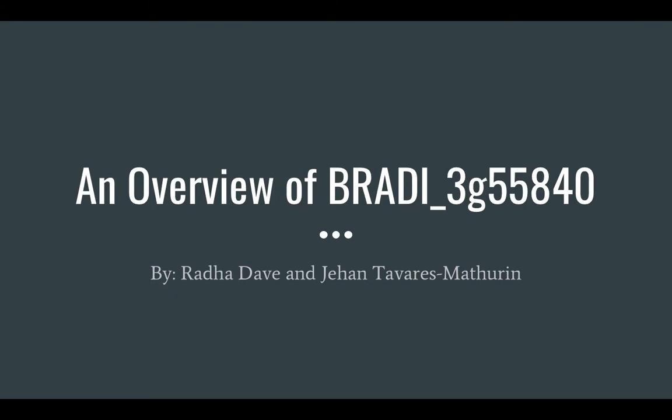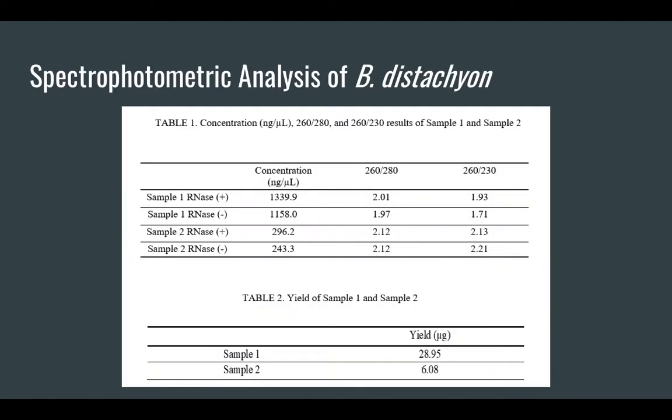Hi everyone, we're Group RMH and this is our final presentation, an overview of our gene, the Brady 3G55840 gene. First we have our spectrophotometer results, and those indicate just general information about Brachypodium distachyon.